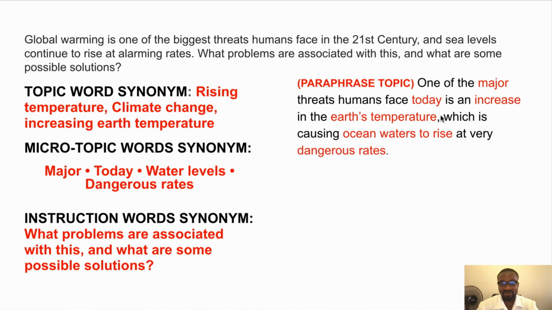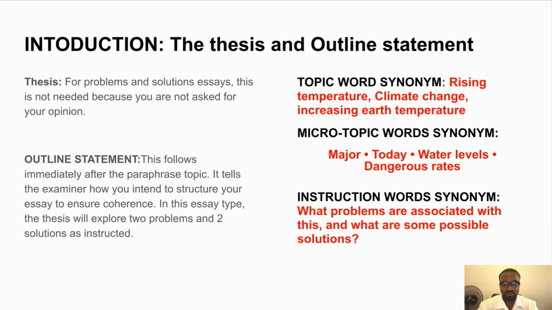So you can see how all these words we wrote here are coming together to change the way this message has been passed without changing the message itself. That is what paraphrasing is, which is causing ocean waters to rise at very dangerous rates. Ocean waters here I used to replace sea levels, and I used dangerous rates to replace alarming rates. So you've seen why the question analysis is important and how we've made use of it to write a good paraphrase to begin our introduction. Over to the next thing.